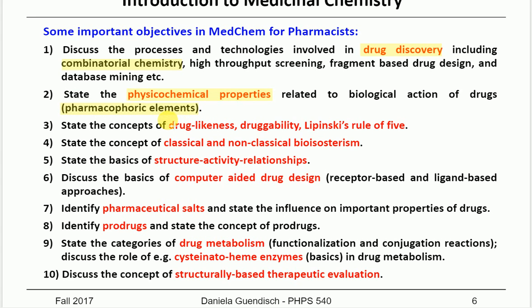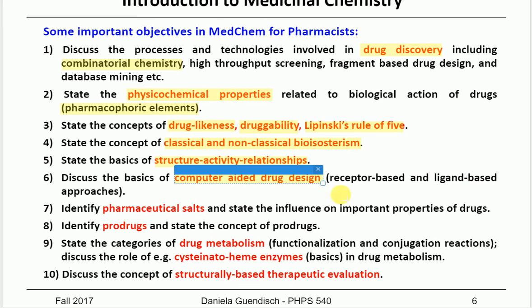Stating the concept of drug likeness, drugability, and Lipinski's rule of 5. Stating the concept of classical and non-classical bioisosterism. State the basics of structure-activity relationships. Discuss the basics of computer-aided drug design.